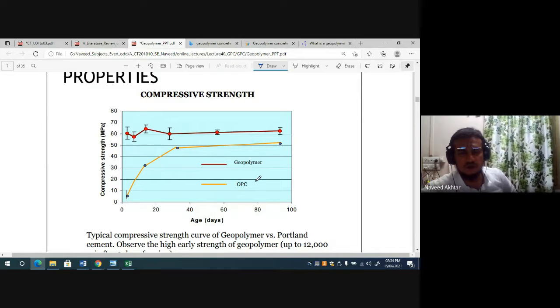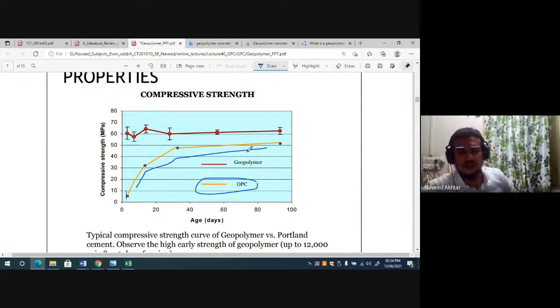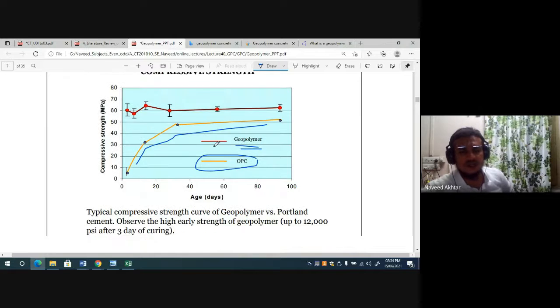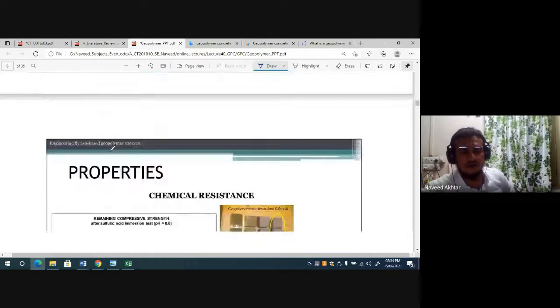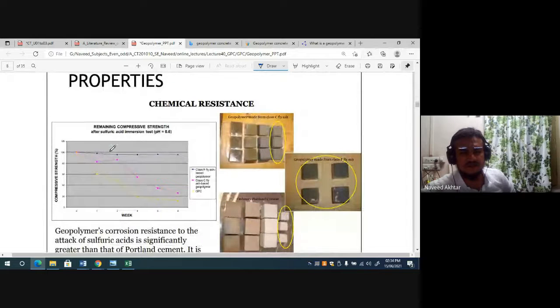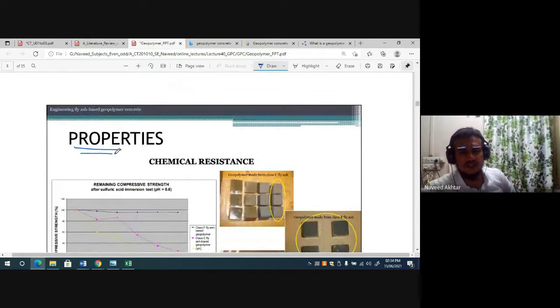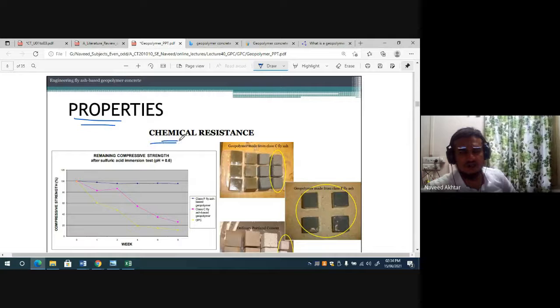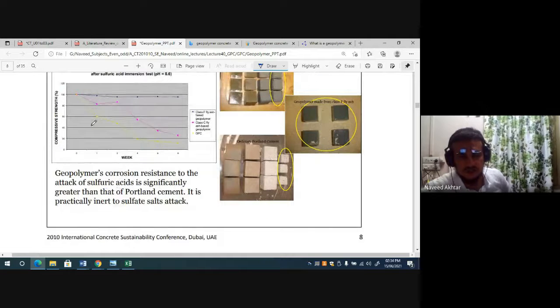You can see the OPC is the yellow line. This yellow line shows the OPC, and the red line shows the geopolymer concrete. The strength is very high, up to 60 MPa. You can get it at very low temperature. So you can see the chemical resistance and then the durability properties also. It is checked that the chemical resistance of the geopolymer concrete is also very good.